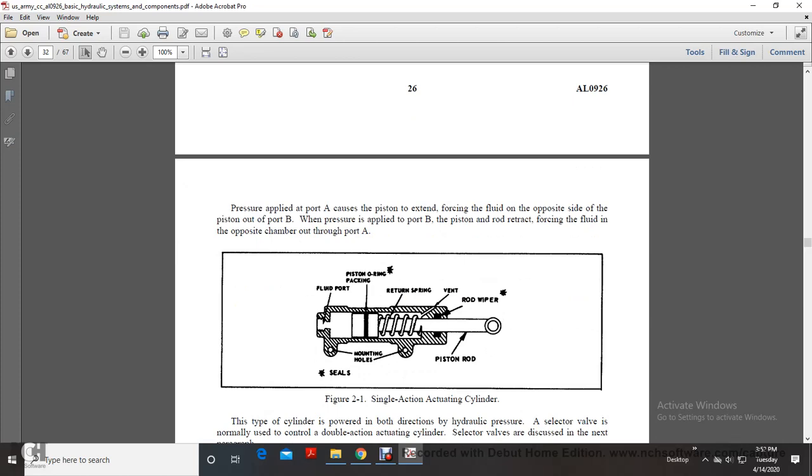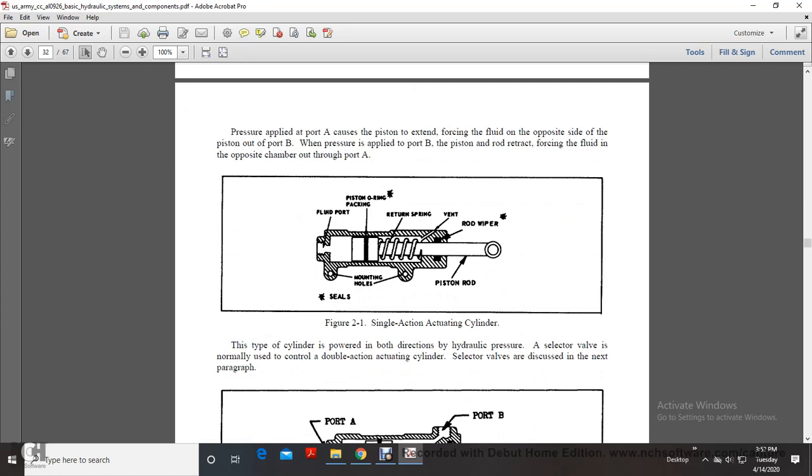Single action actuating cylinder. So you'd have the fluid port, your piston packing O-ring, mounting holes, return spring, and a vent, with a rod wiper and a piston rod. That's your typical single action.